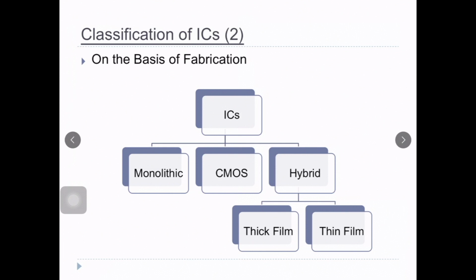Next categorization is based on the fabrication, how these are fabricated, and these are broadly classified into 3: monolithic, CMOS, and hybrid. Monolithic, as we know, mono means single. All the components, active and passive, are formed simultaneously by a diffusion process on a single substrate. Then the metallization process is used for the interconnection of these components to form the desired circuit.